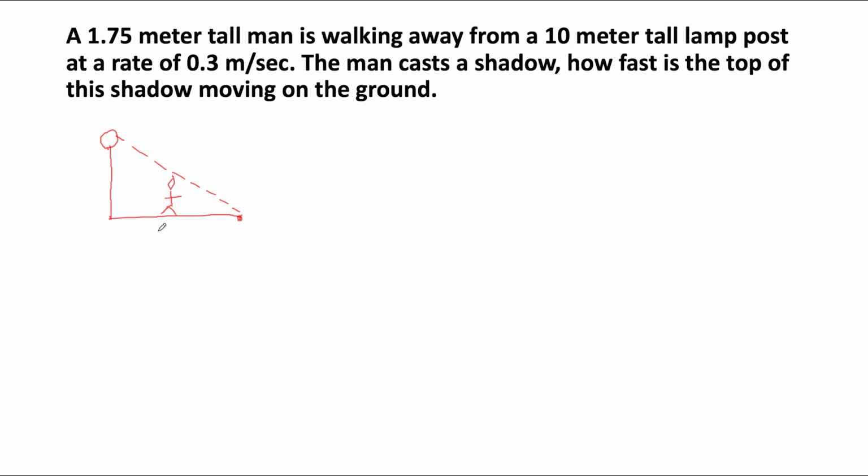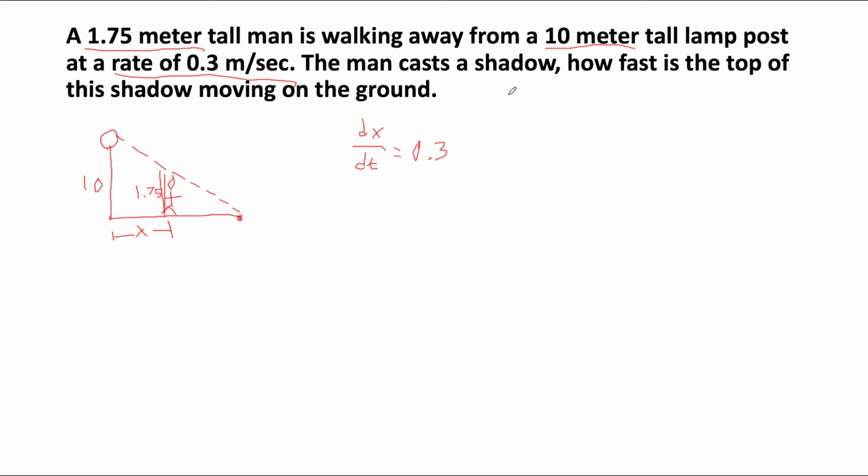But what do we define as variables that we're going to relate in our related rates problem? Well, first of all, I'd like to call the distance between the man and the lamppost x, because here it says that the man is walking away from the lamppost at a rate of 0.3 meters per second, so that would be dx dt. Additionally, we know that it is a 1.75 meter tall man, so that's this distance, and that the lamppost is 10 meters tall, so that goes here.